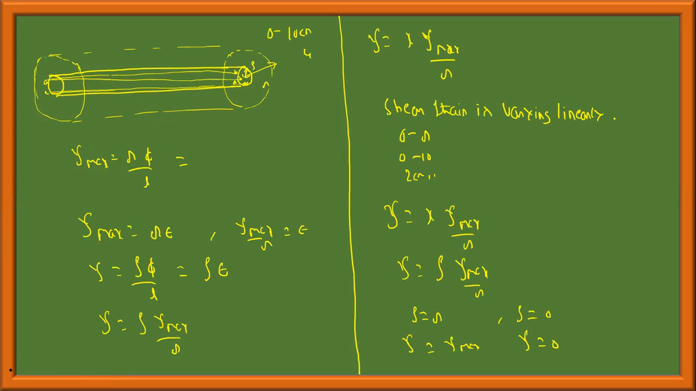From Hooke's law, I can write sigma is equal to E times epsilon. On the same lines, I can write tau is equal to G times gamma. For maximum shear stress, it should be the maximum shear strain happening at the outermost fiber. For any other radius, tau is equal to G times gamma. What did we get gamma as? Gamma we got as rho times gamma max by R.